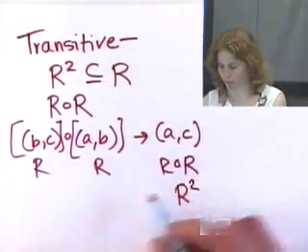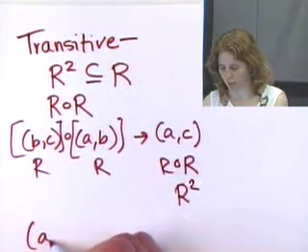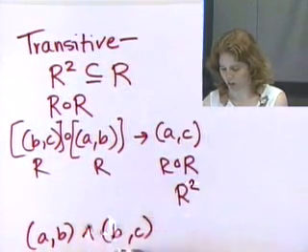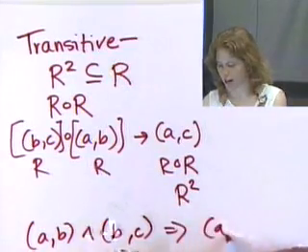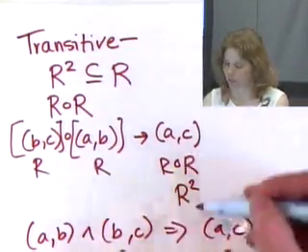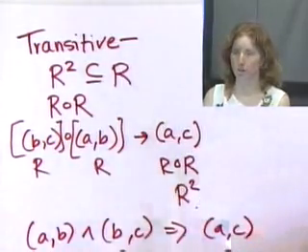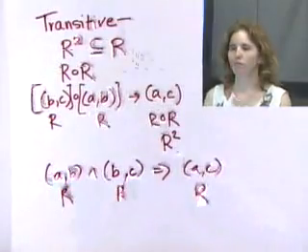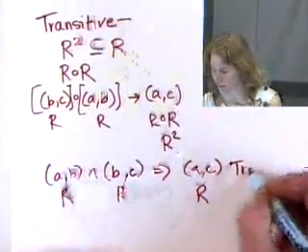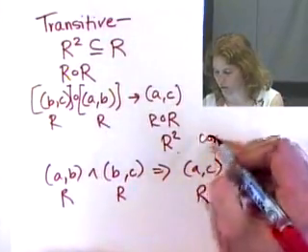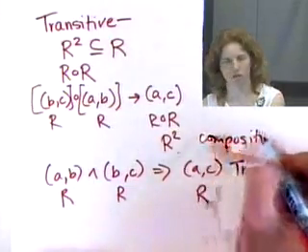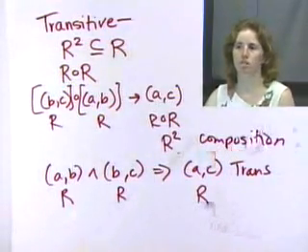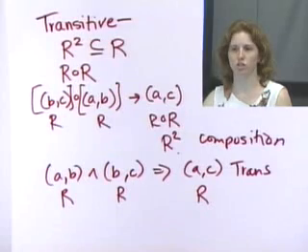Because this is R squared. But transitive says if I have AB in R and I have BC in R, that means that AC is in R. So if everything that was in R squared is also in R, then that means my relation is transitive. So this is the definition of transitive, and this is from composition. They're almost exactly the same, and that's why R squared is a subset of R tells us whether we have a transitive relationship or not.